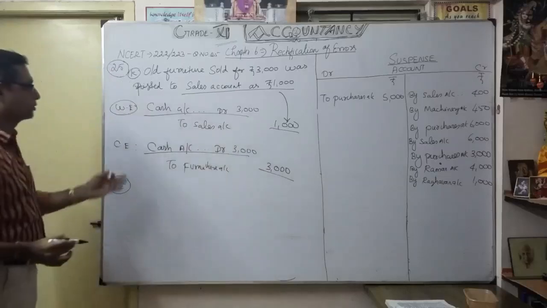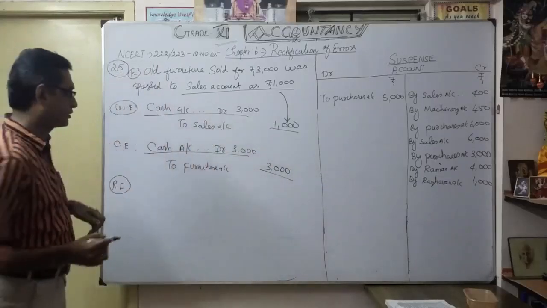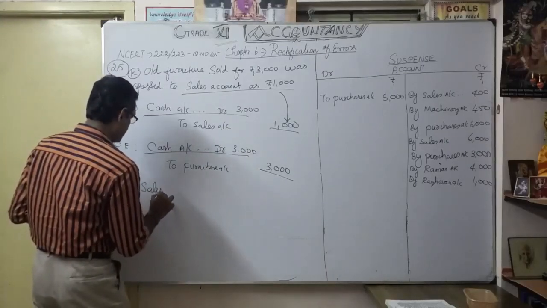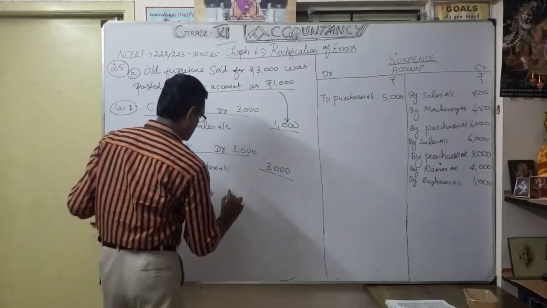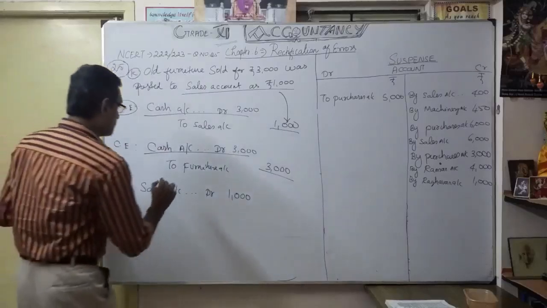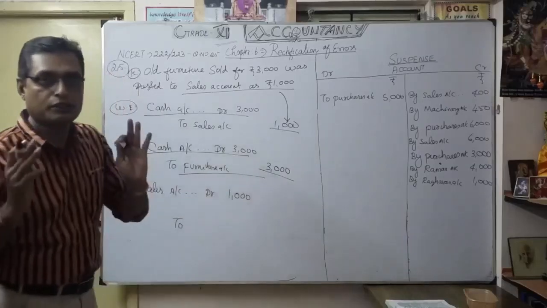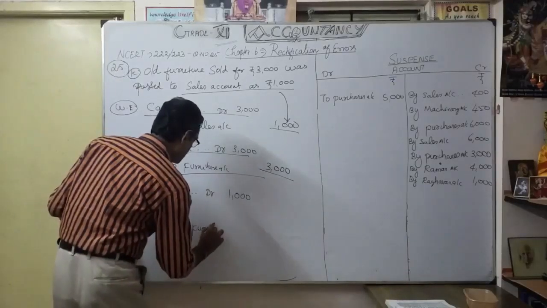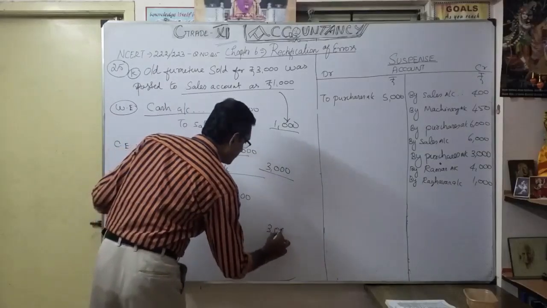So here anyway now I am going to cash account, correct. So what I have to do? I am going to debit sales account, which was wrongly done. Sales account, how much? 1,000. Correct. So anyway I am going to credit furniture account now, because furniture account only we are going to credit. So I am writing now correctly to furniture account. Furniture account how much? 3,000.